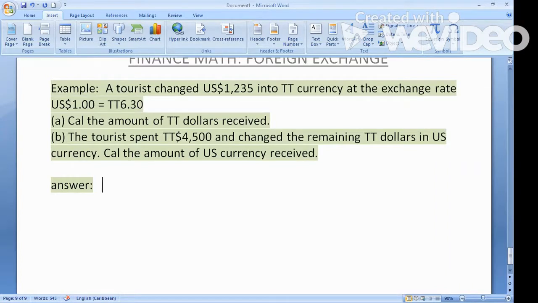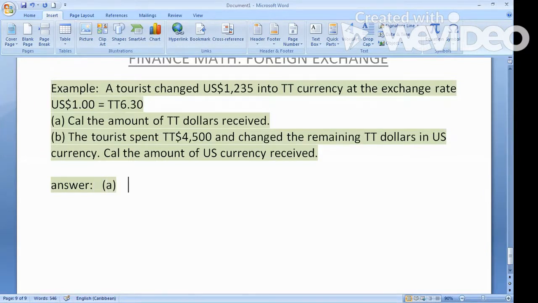To me, it's a layman's approach. It's not mathematical. As CXC students, you have to learn a better way. Essentially you're going to end up either multiplying or dividing, but this is what I always like to do. So, solution for number one.